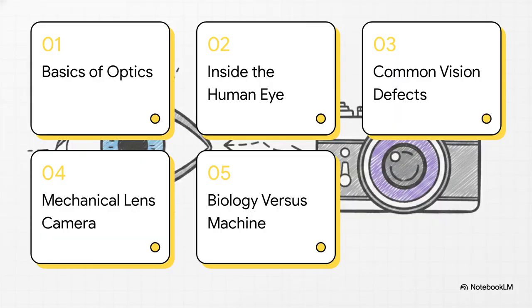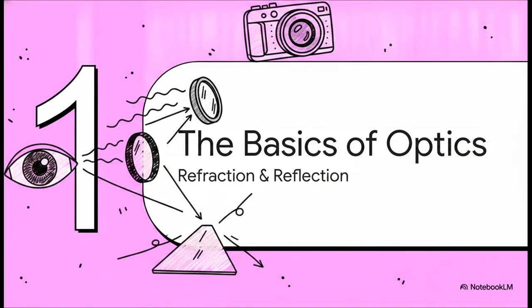1. The basics of optics. 2. Inside the human eye. 3. Common vision defects. 4. The mechanical lens camera. And finally, 5. Biology versus machine. Let's kick things off with Section 1, the basics of optics, refraction and reflection.